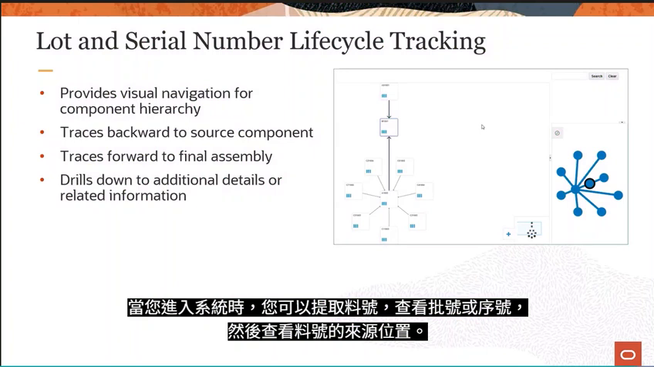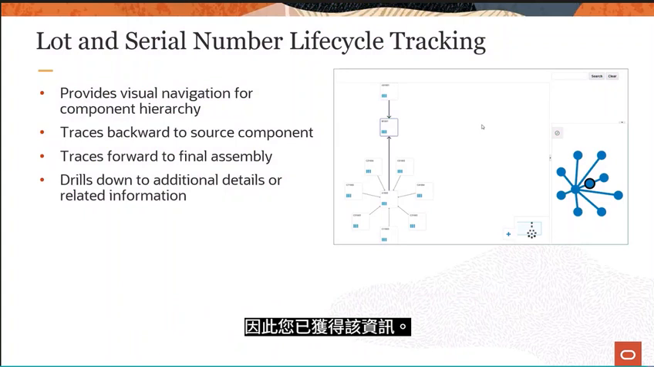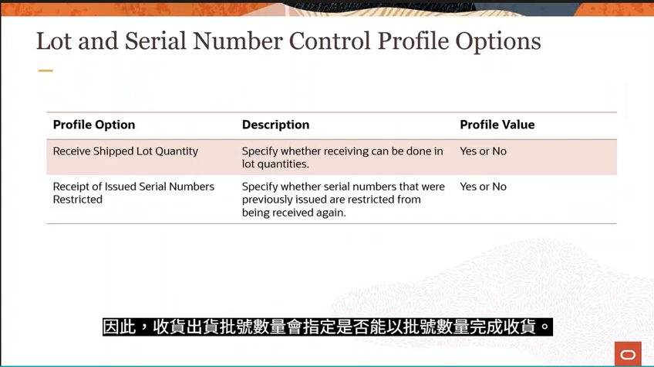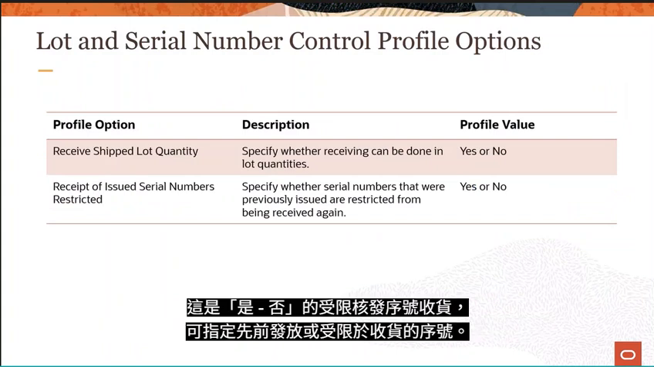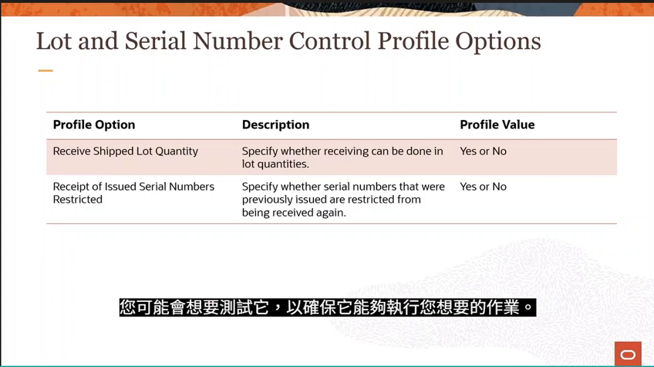A couple of profile options. Receive, shipped, lot quantity specifies whether it's done in lot quantities. That's yes or no. Receipt of issued serial numbers restricted will specify whether serial numbers that were previously issued are restricted from being received. So this profile option might give you some leeway if you do have uniqueness across all your orgs. Just kind of a note to self, you may want to test it out to make sure that it'll do what you want. The system does support REST services for creating lot numbers, so you do have that at your disposal.